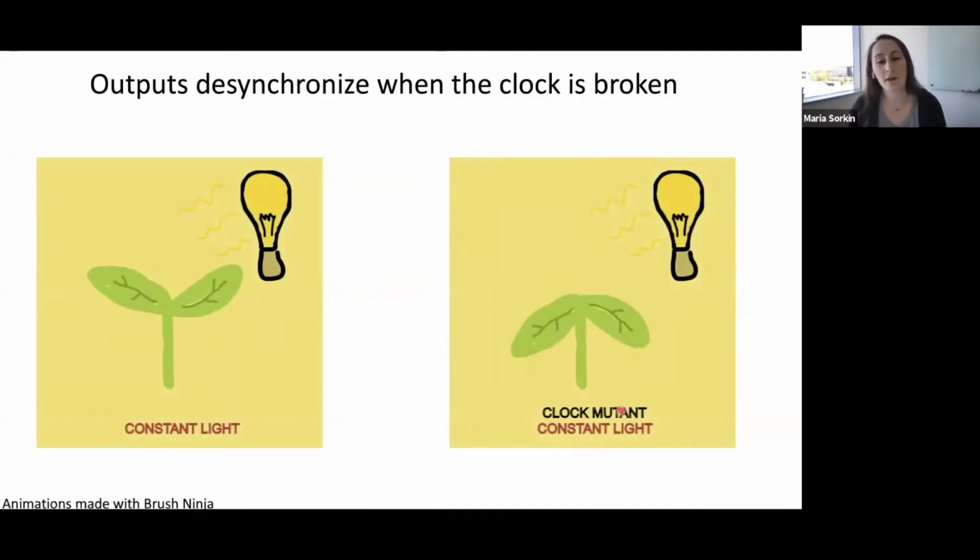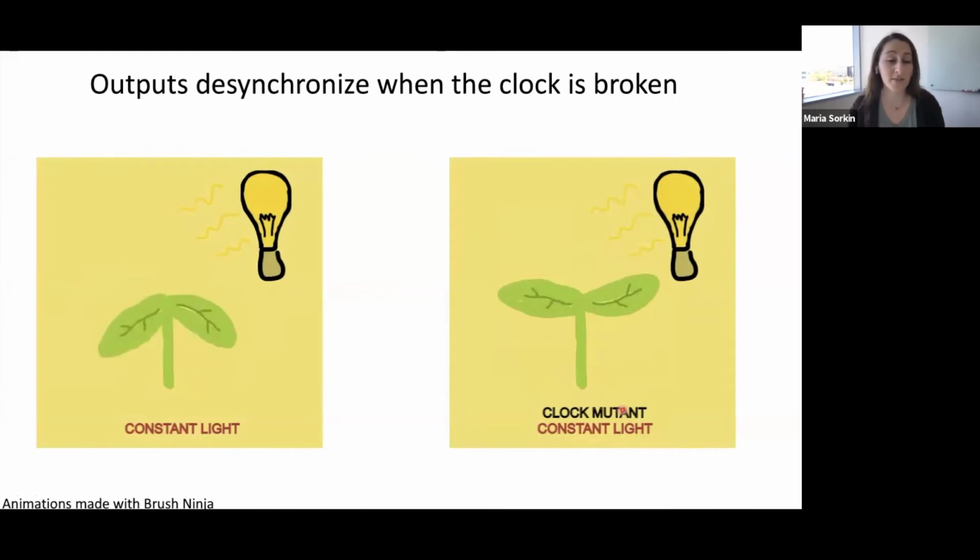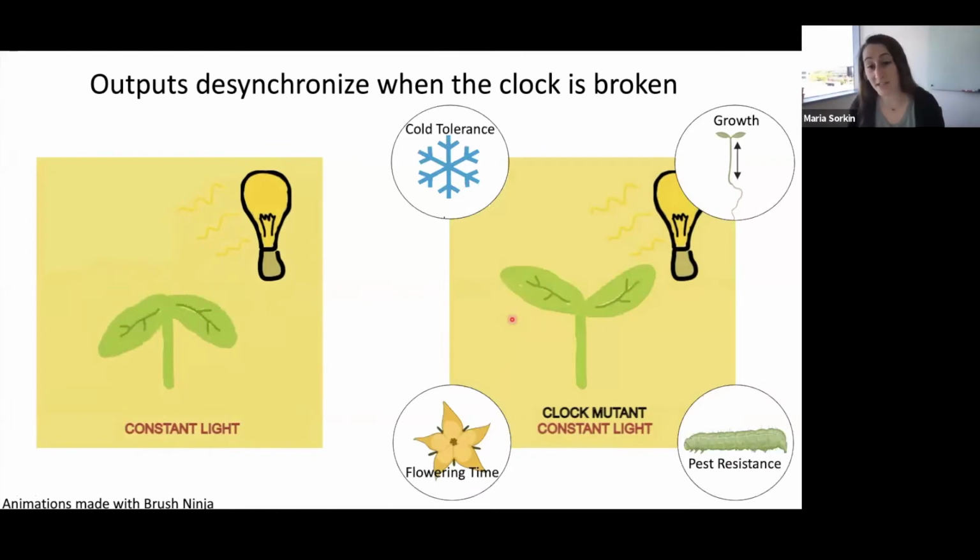So when you break the clock, these clock regulated outputs are desynchronized. So leaf movement might have a shorter period than 24 hours, it might have a longer period, or as shown here, it might desynchronize to the point of arrhythmicity, where you lose rhythms altogether. And the clock controls more than just leaf movement, of course. So cold tolerance, flowering time, even biotic stress response and pest resistance is clock regulated. So all of these phenotypes actually have a time of day component associated with them.